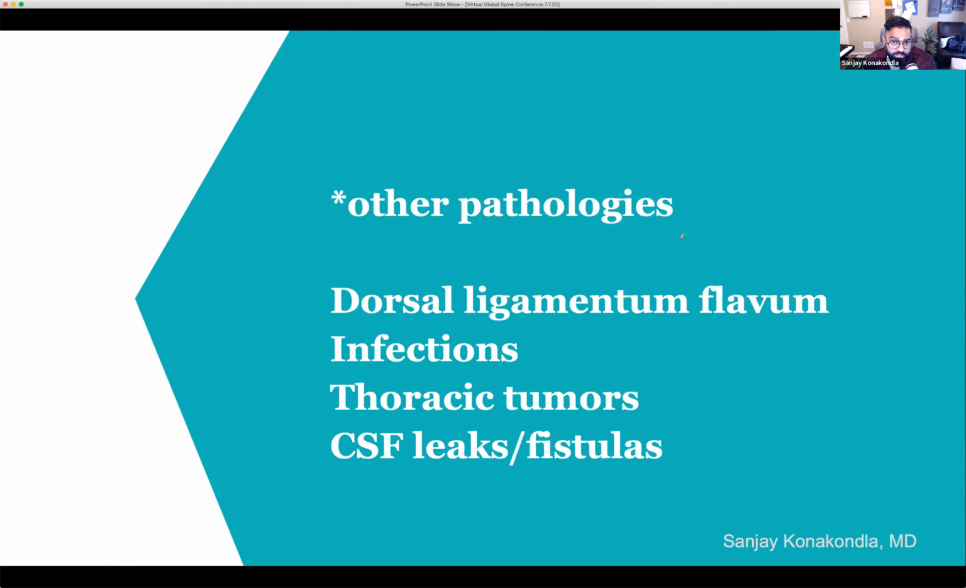So, we'll jump right to the other pathologies, right? We talk about targeting and getting to those areas, identifying the pathology or the bony anatomy, and then dealing with the pathologies. Dorsal ligamentum flavum is another one. If you're having only dorsal pathology, yeah, you can do that with the endoscope and dorsally decompress that, but that's not really the challenge with thoracic cases. That's just a laminectomy and removing the dorsal pathology. So we have cases of infection, thoracic tumors, and CSF leaks and fistulas.